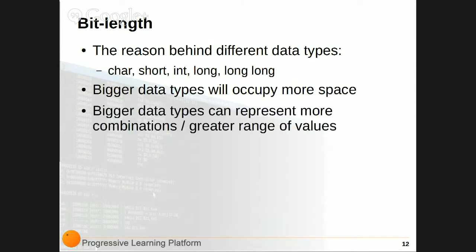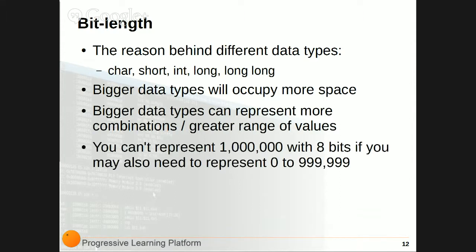So bigger data types occupy more space. Bigger data types can represent more combinations and a greater range of values. You cannot represent 1 million with 8 bits if you want unsigned integers. But if you want to represent multiples of 100,000, there's no reason why you have to have more than 8 bits. Does that make sense? It's all in the programmer's design.